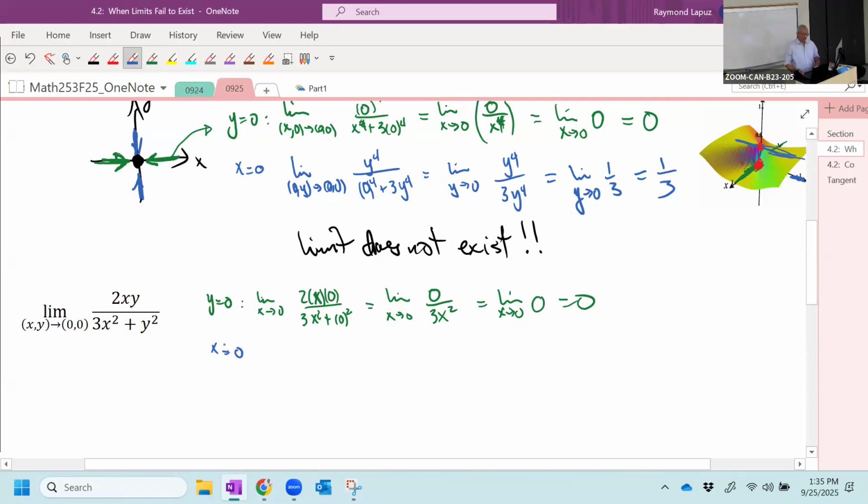Now let's go along the y-axis when x is equal to 0. So y is going to be your only variable left. 2 times 0 times y over 3 times 0 squared plus y squared. This is going to give us 0 before we even take the limit.